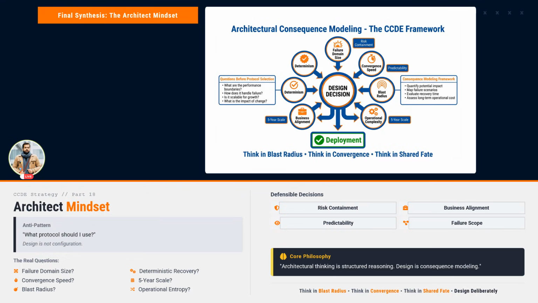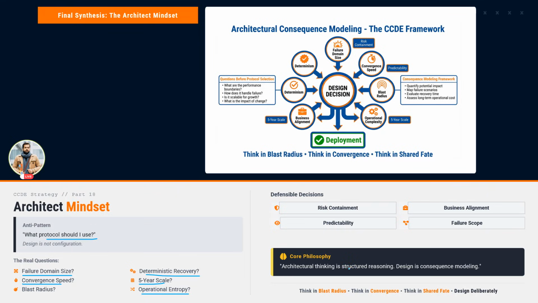Let's wrap up with the architect mindset. What's the key takeaway? At CCDE level, you never ask, what protocol should I use? You ask, how large is the failure domain? How fast is convergence? What's the blast radius? Is recovery deterministic? Does this design scale for 5 years? Does it reduce operational entropy?